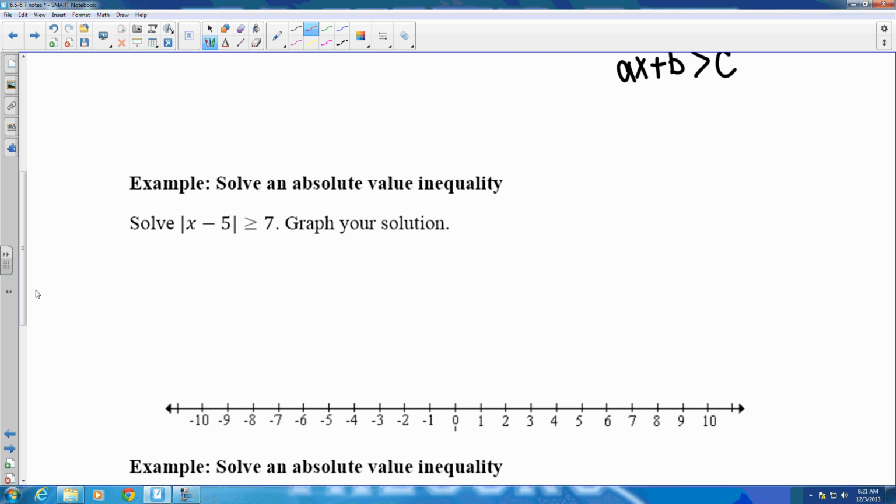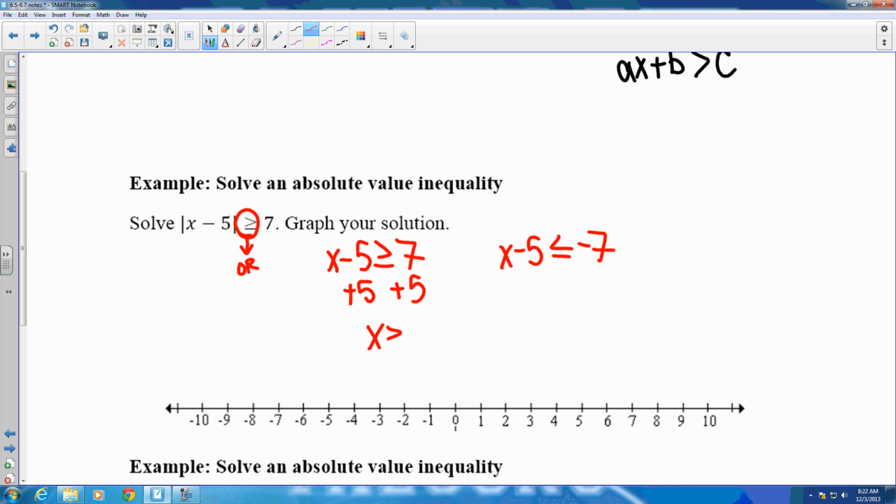Okay, so right away we have absolute value of x minus 5 is greater than or equal to 7. This tells us we're going to have an or. So I can take my x minus 5, leave one exactly the same, greater than or equal to 7, and then when I do the other one, I switch the inequality and make it negative, and then I solve both of them individually. Get x is greater than or equal to 12, and x is less than or equal to negative 2. Here's 12, we're greater than, and negative 2, we are less than or equal to.